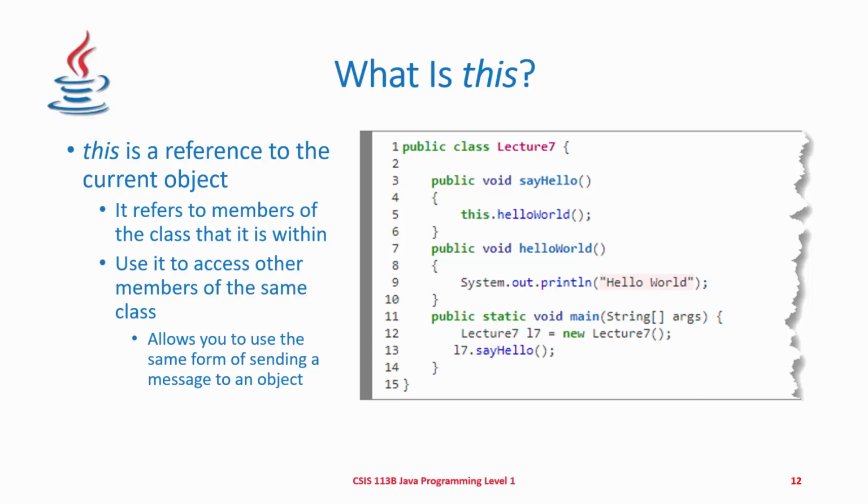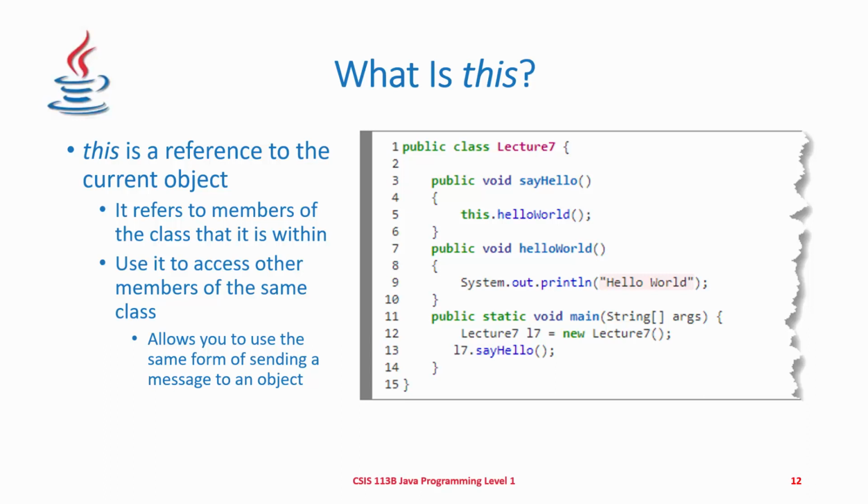We use it when we're accessing other members of the same class. It allows us to use the same form of sending a message to an object. So if you look at the example here, we've got two methods that we've built outside of the main class.